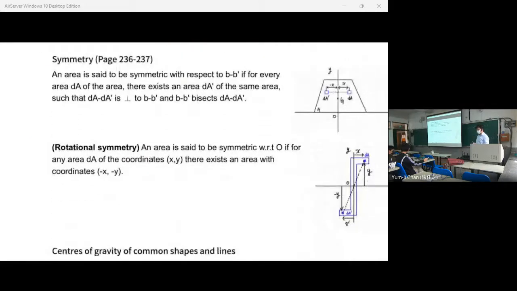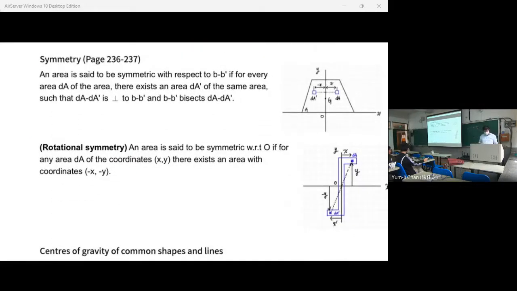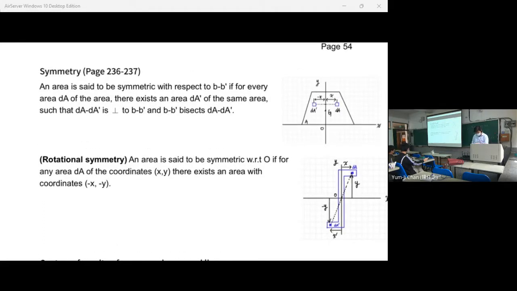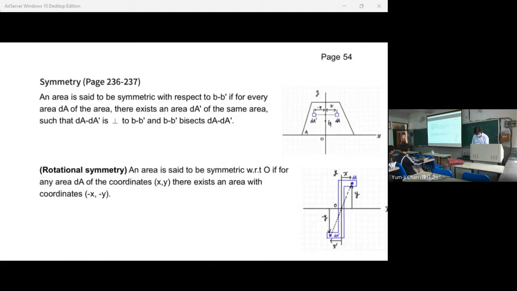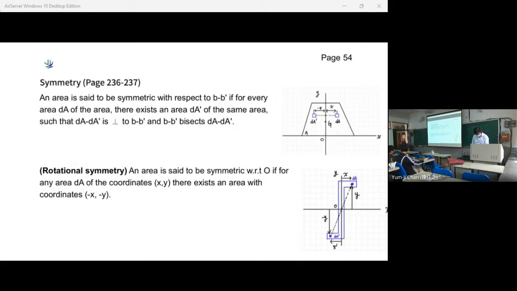Now we have something called symmetry. Symmetry 对称. So this is the noun, and this is the adjective. 名词跟形容词有学过吗？ Good.